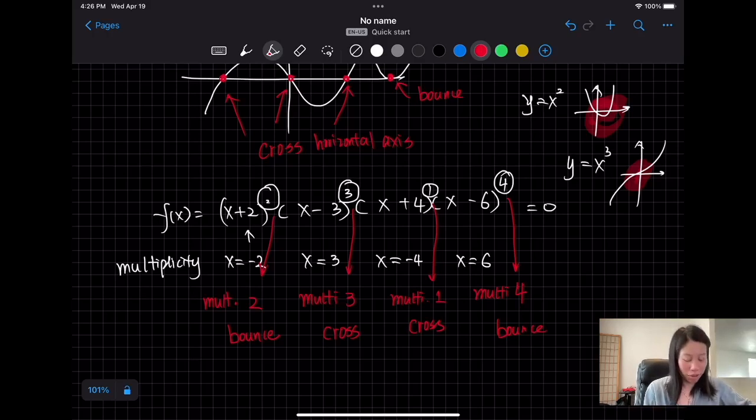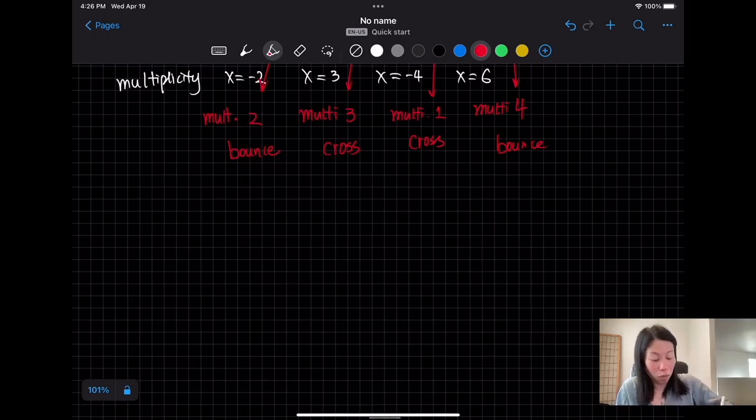So you can think about that: if the multiplicity is an even number, it's going to be a bounce. If it's an odd number, it's going to be a cross. Okay, with all of these, that's all we need to know to graph a function. Now, take a look at this example, and I want you to graph this function.